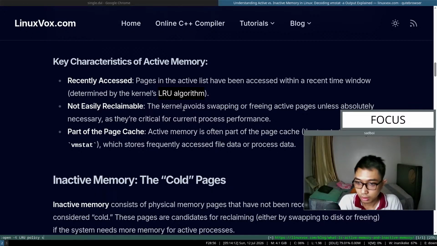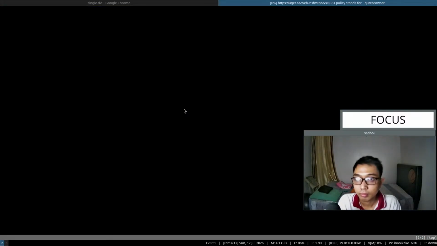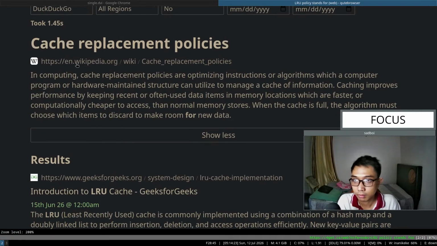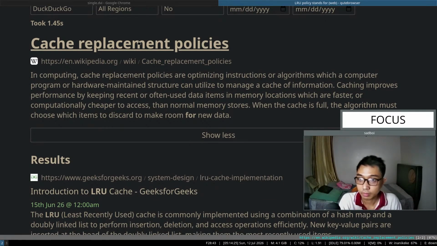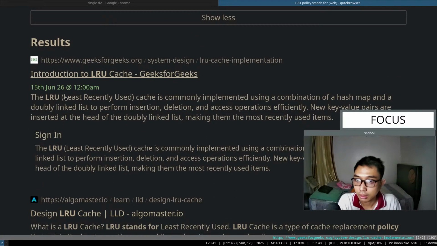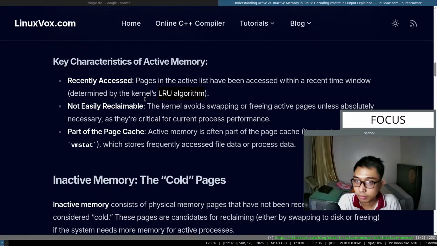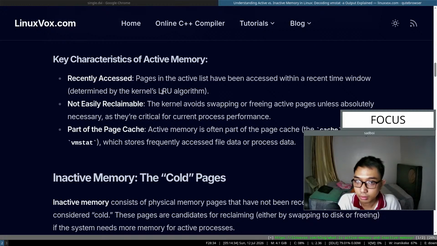LRU policy stands for least recently used. Okay, least recently used.